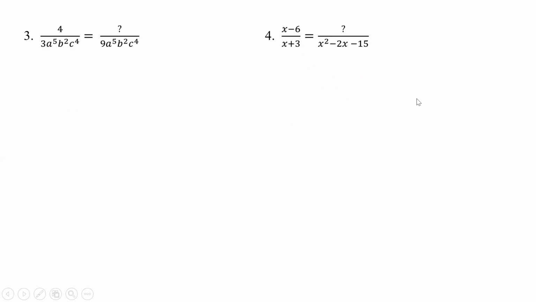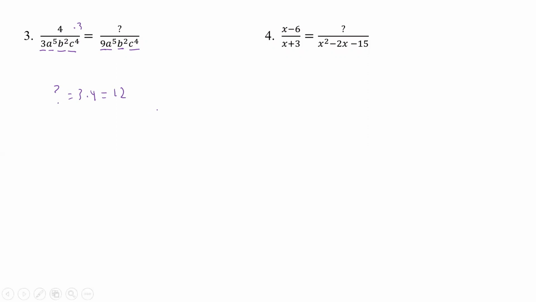All right, some more here. What do we have to take? What we're going to do is look at each individual item and see what we had to multiply by. So we start with 3 and we end with 9. So that means we're going to have to multiply by 3. Now we have a to the 5th to a to the 5th. Well, that's the same, so we didn't change that. B squared, we didn't change that. C to the 4th to c to the 4th, we didn't change that. So all we really did was multiply by 3. And so if we take 4 times 3, that means our question mark, our numerator, is going to be 12.